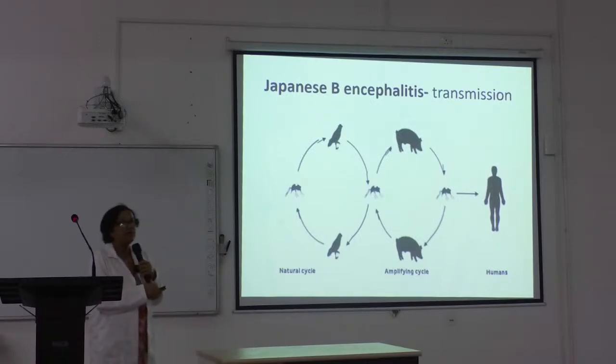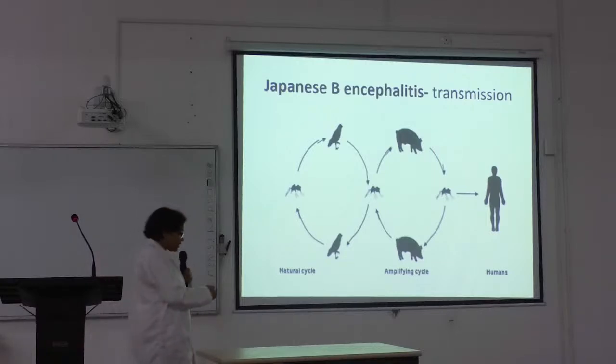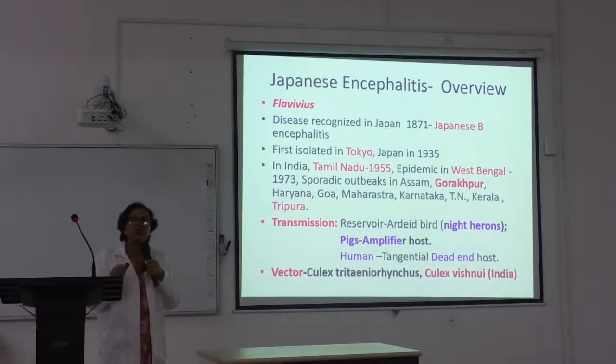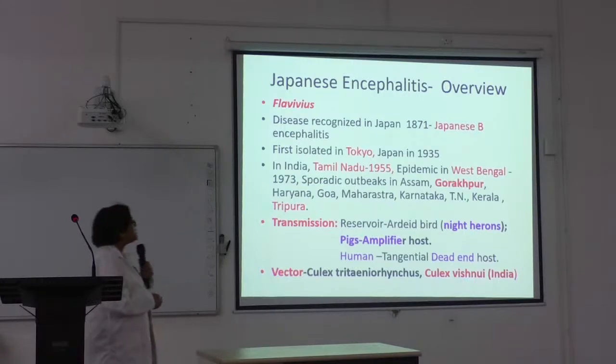This is the cycle, I have already shown. This is the pig. It is the amplifier host in case of encephalitis. Japanese encephalitis is under the flavivirus group, and was first seen in Tokyo, Japan. It is Japanese B, as Japanese A was already discovered. So it is Japanese B encephalitis.